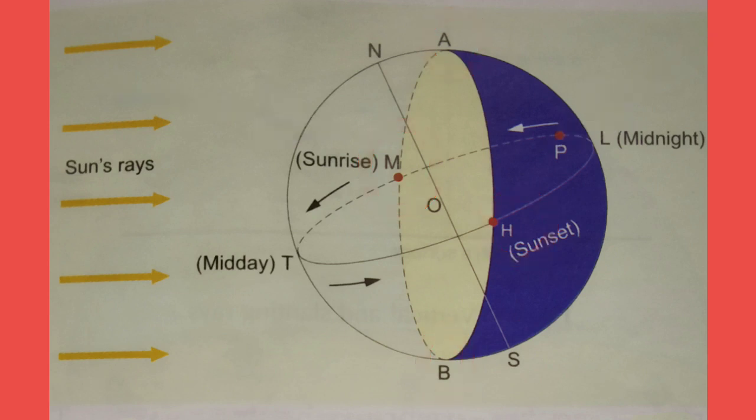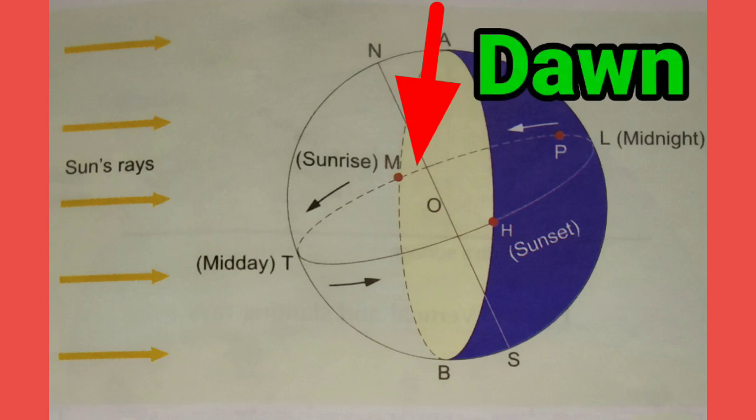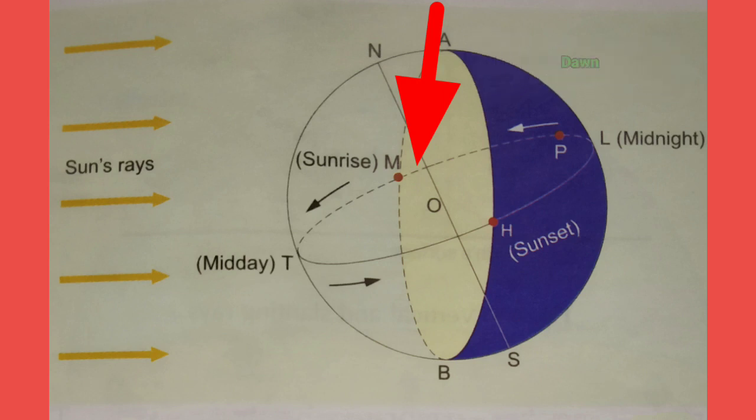Let us follow a place P on the equator while the earth rotates from west to east. As the place moves towards the sunlight, it will reach a point close to M, where it will get some diffused light. This diffused light is called dawn. This is the part of the day when the sun is not visible and yet there is some light.